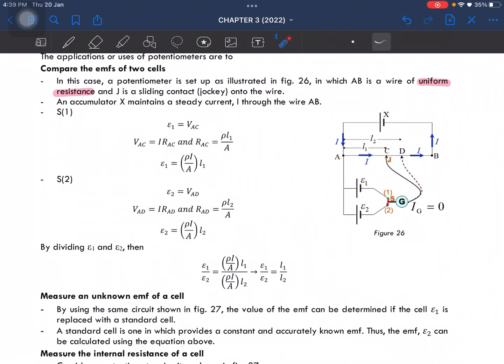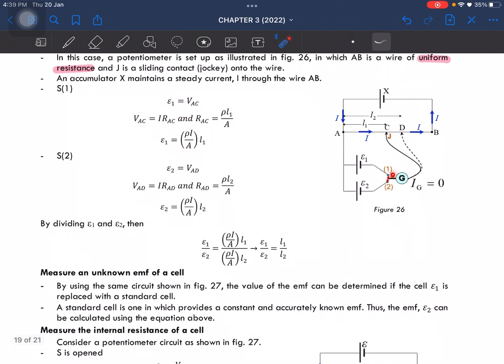And then the resistance, we can calculate using this equation here. So from these two, we can then get EMF1 to be equal to this value. This is for when switch 1 is turned on. When switch 2 is turned on, this one is not, so we only have E2.